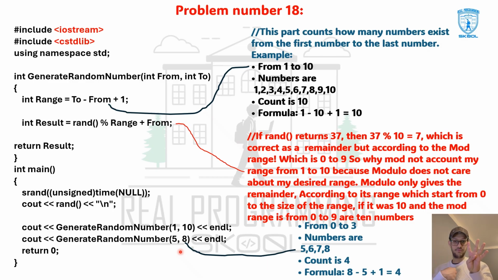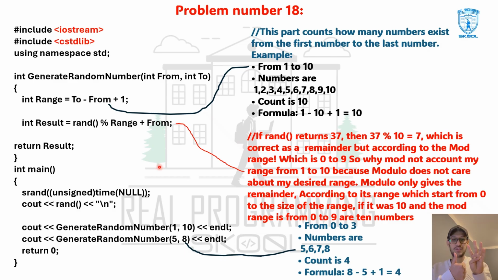So 4 numbers according to the modulo range starting from 0, not from 5. This is our range starting from 5. Modulo starts from 0, but our second range has 4 numbers. If you count 4 numbers according to the modulo range, it is 0, 1, 2, 3. So when the rand built-in function gives us a random number, let's say 37, 37 mod 4 gives us 1, which is wrong.